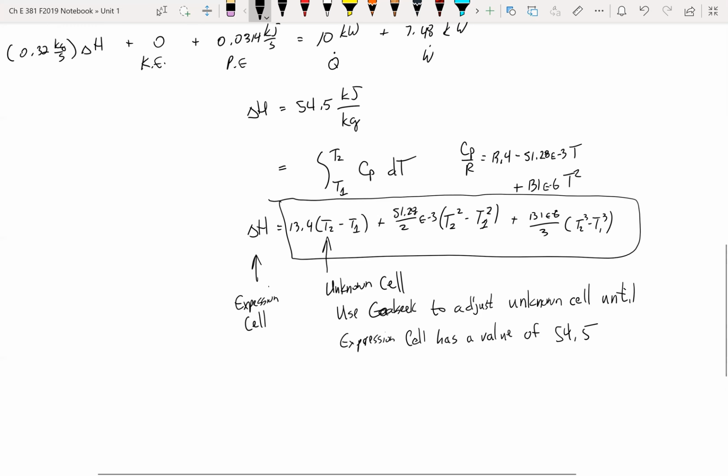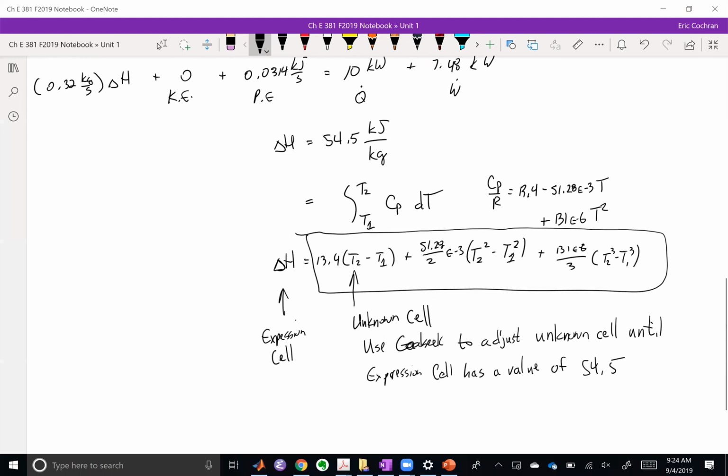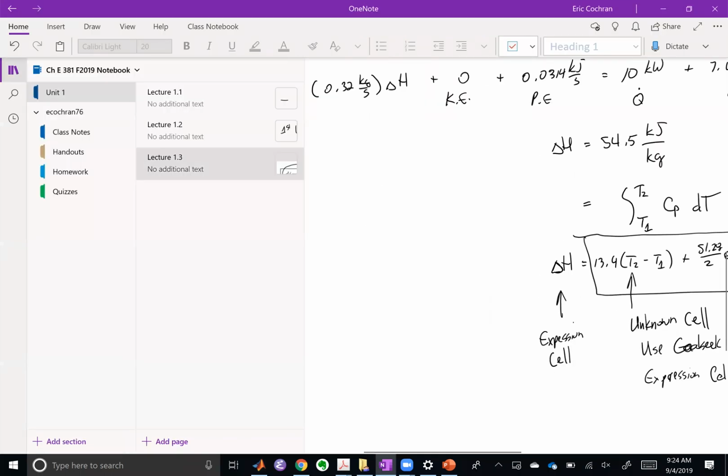But since most of you are doing your homework with tables on the calculator, the solver utility on your calculator is a great way to do that. All right, any questions on this example? It's pretty straightforward.